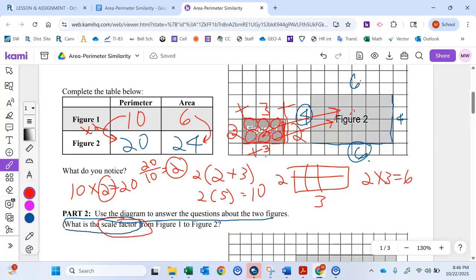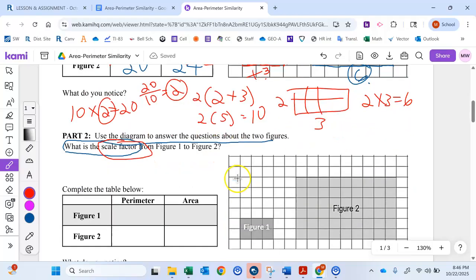What about here? So this is the perimeter. The area scale factor is going to be 24 divided by 6 equals 4, or 6 multiplied by 4 equals 24. So there are different scale factors. The scale factor for perimeter is 2. The scale factor for area is 4. Well, let me check something else.